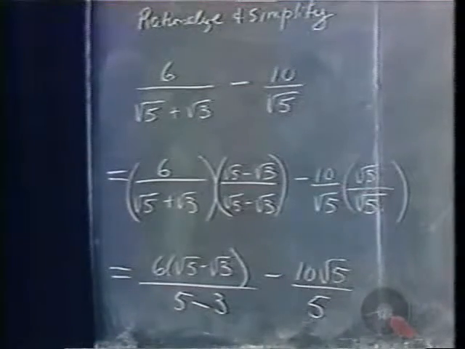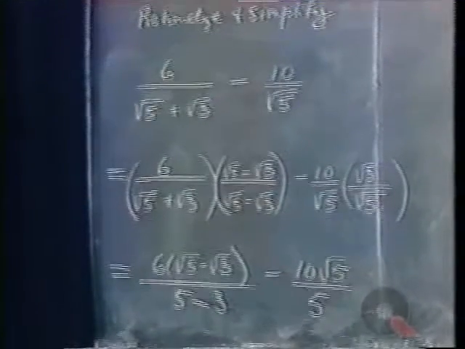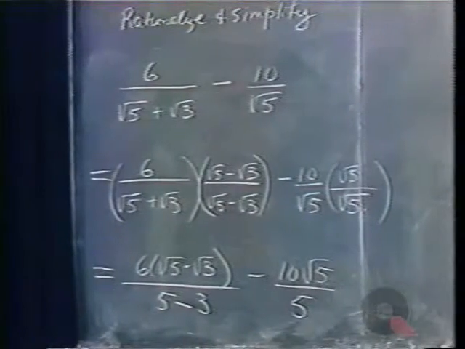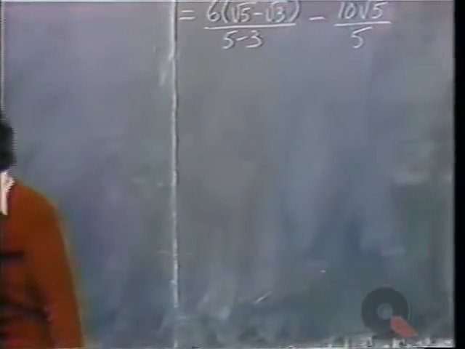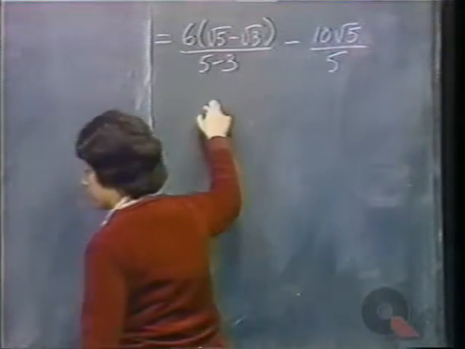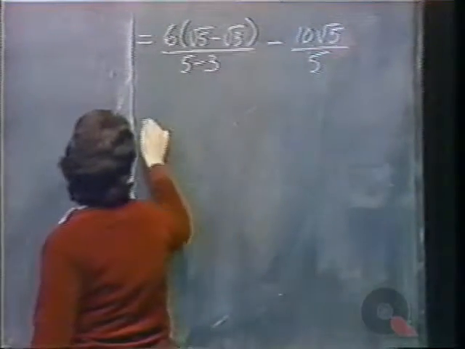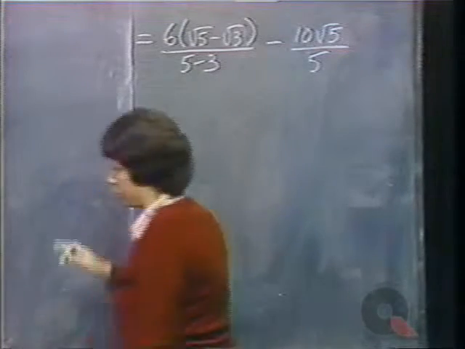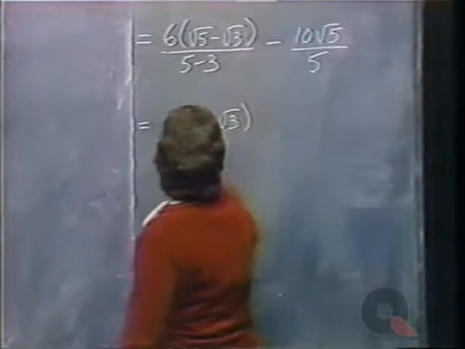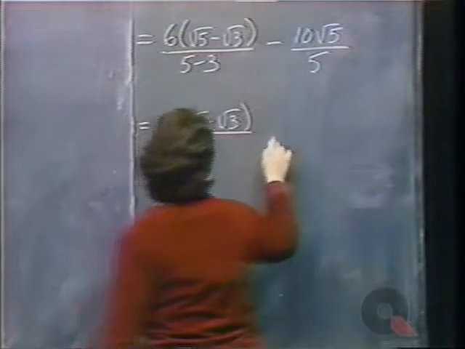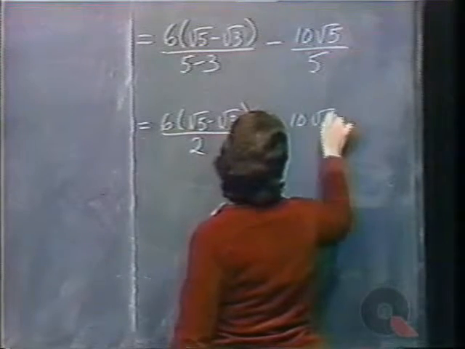I'm just going to rewrite what we have down there up here so that we can finish off the problem. Okay, I'm just rewriting this. 6 the square root of 5 minus the square root of 3 over 5 minus 3 minus 10 the square root of 5 over 5. Okay, just rewrote it up here. 6 times now the square root of 5 minus the square root of 3 over 5 minus 3, which is 2, minus 10 the square root of 5 over 5.